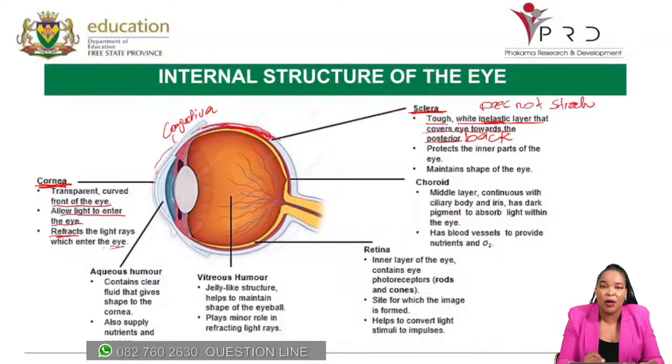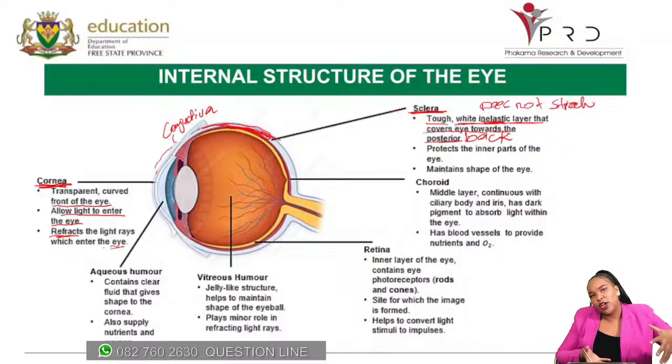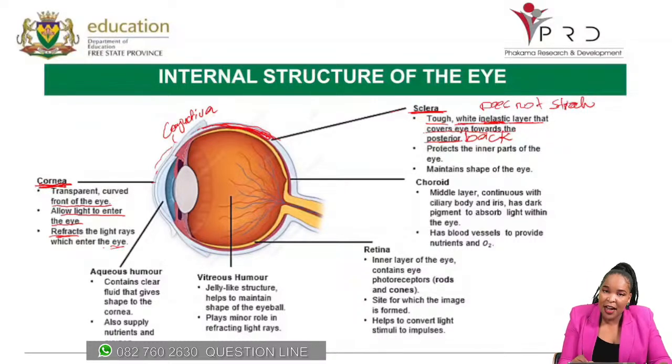Stretch. Okay, please excuse my handwriting there. It does not stretch. So it is inelastic, it is tough, it is white in color, and you find it where? Towards the back of the eye. Then the function of the sclera is to protect the inner parts of the eye.